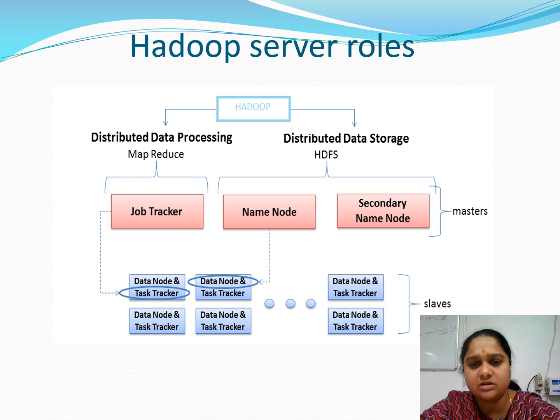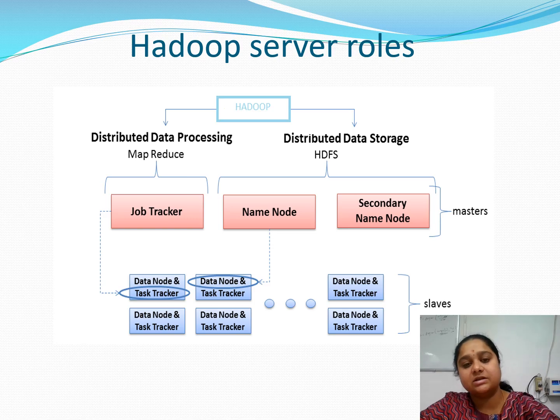In data storage, we obviously store in HDFS, because it is the Hadoop Distributed File System. In MapReduce, for processing, we use what is called the job tracker and task tracker. And in HDFS we use the name node and secondary name node. Those are called masters. We'll study them in the next slides.